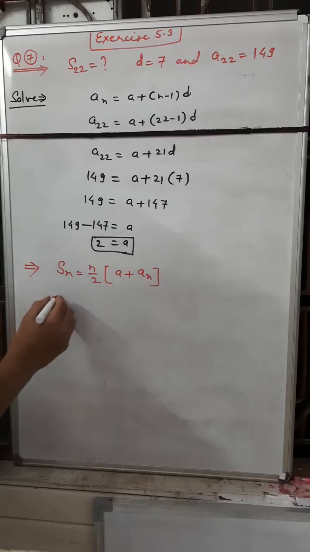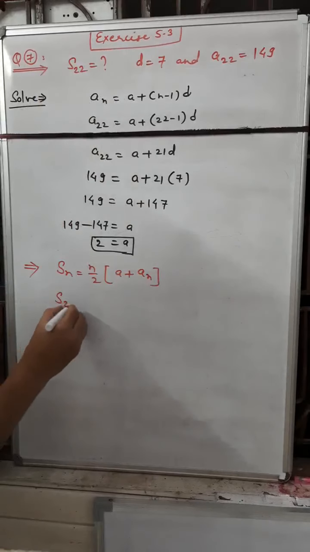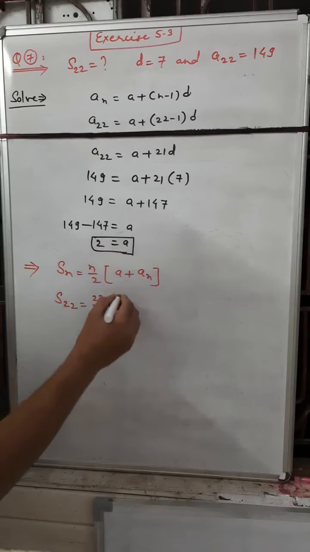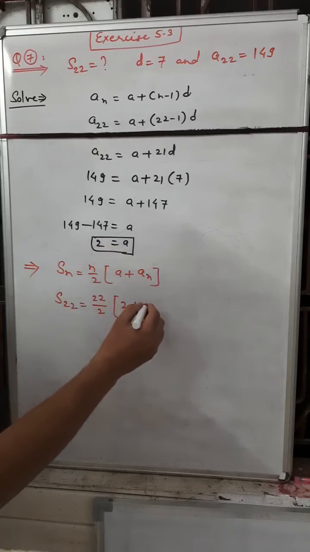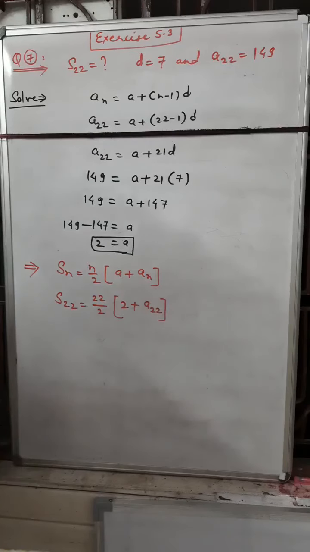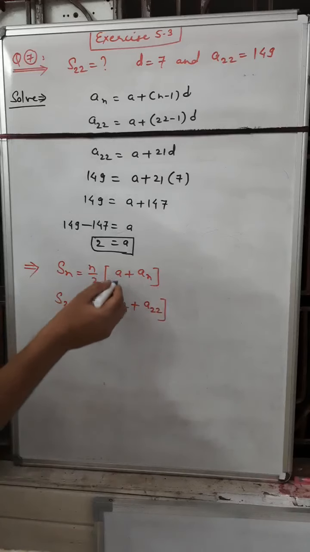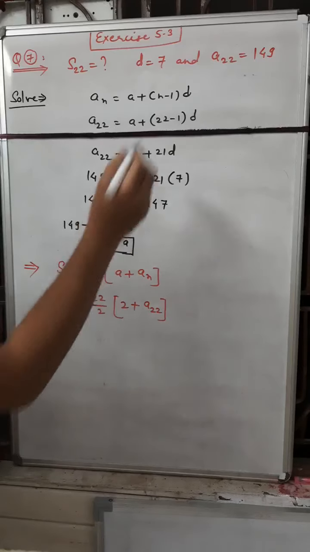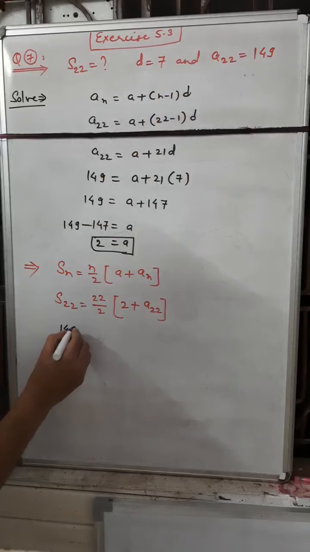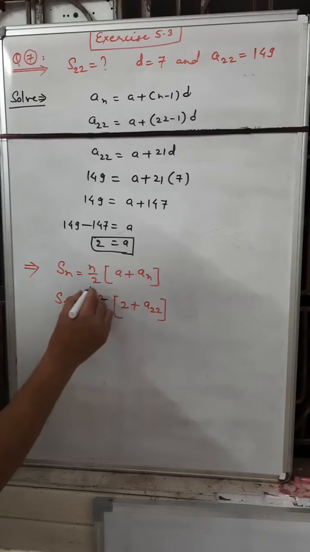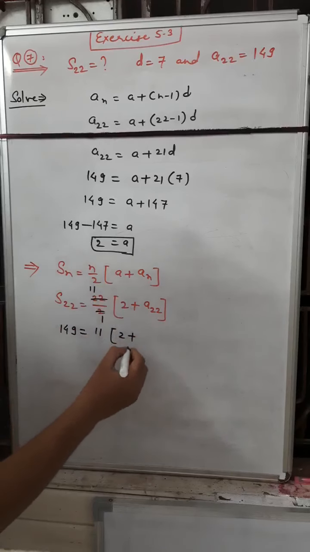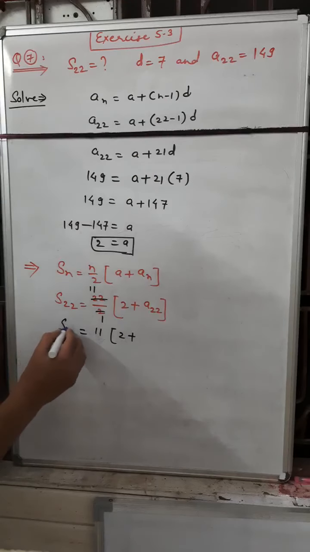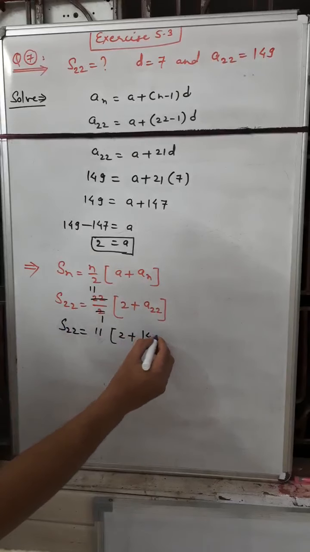Now directly we put 22 here, because we need to find S22. So n is 22, so 22 by 2. a we have already calculated, so a is equal to 2, and in place of an again we will put 22nd term, which is given as 149. So 22 by 2 is 11, into (2 plus a22), and a22 is equal to 149.